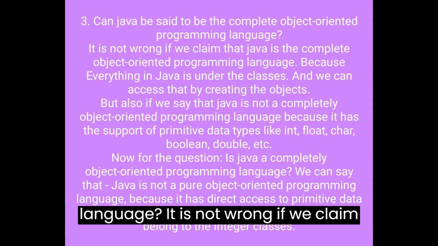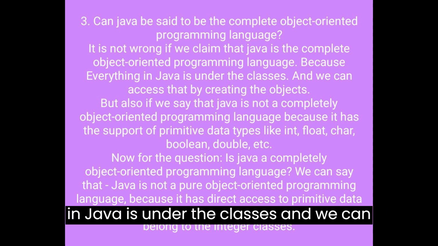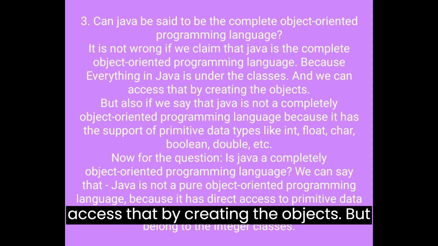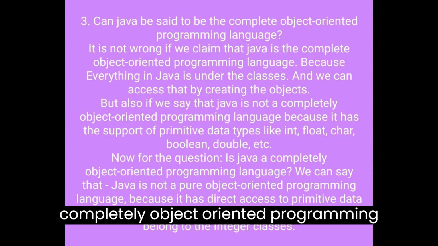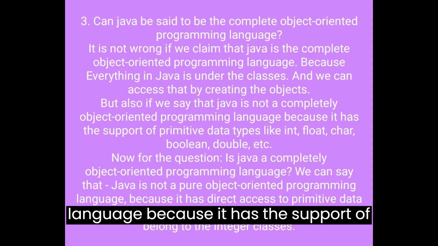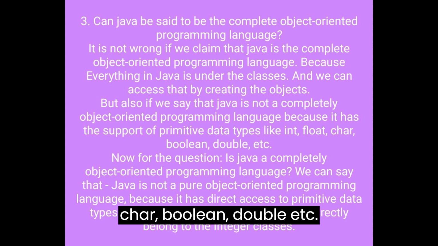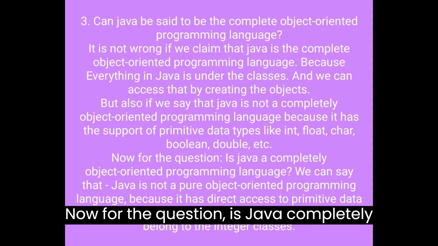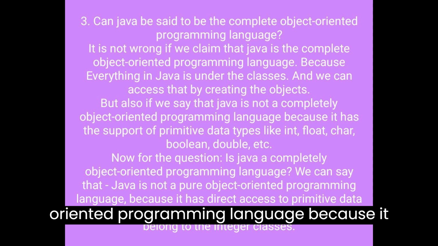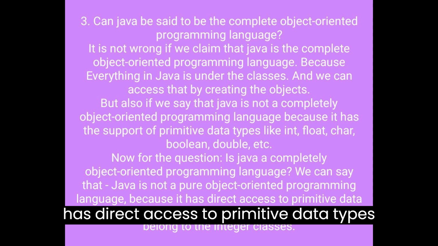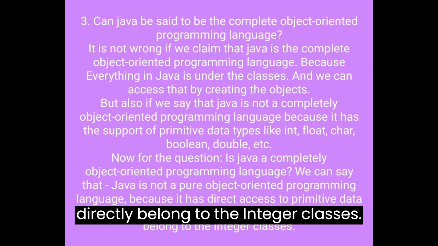3. Can Java be said to be the complete object-oriented programming language? It is not wrong if we claim that Java is the complete object-oriented programming language, because everything in Java is under the classes, and we can access that by creating the objects. But also if we say that Java is not a completely object-oriented programming language because it has the support of primitive data types like int, float, char, boolean, double, etc. Now for the question, is Java a completely object-oriented programming language? We can say that Java is not a pure object-oriented programming language because it has direct access to primitive data types, and these primitive data types don't directly belong to the integer classes.